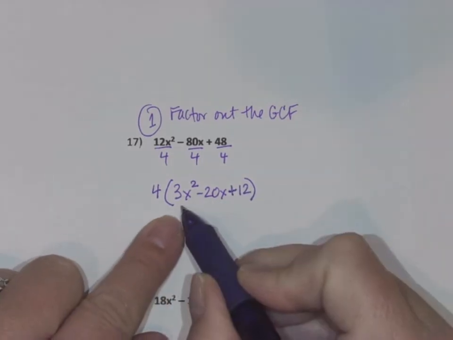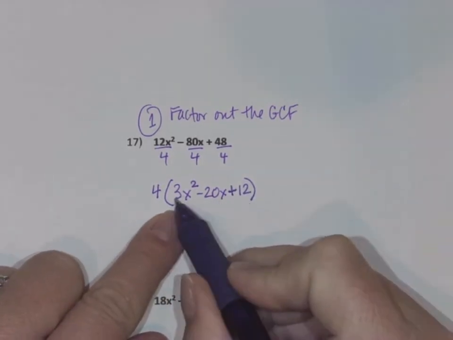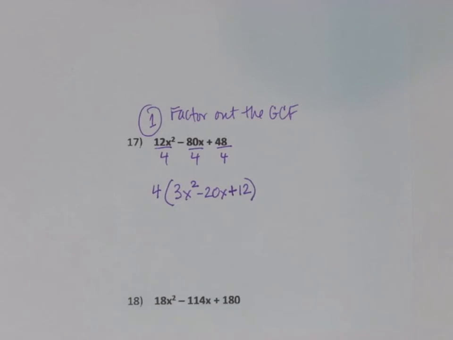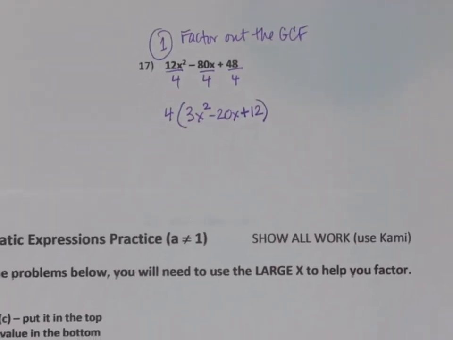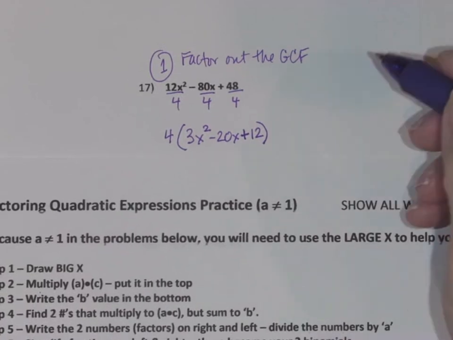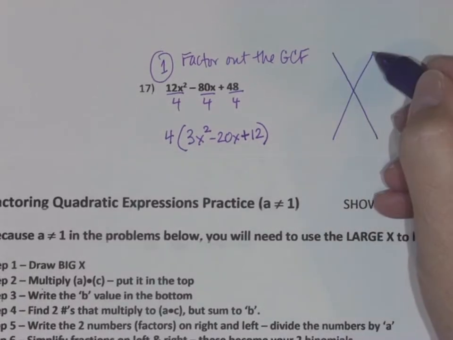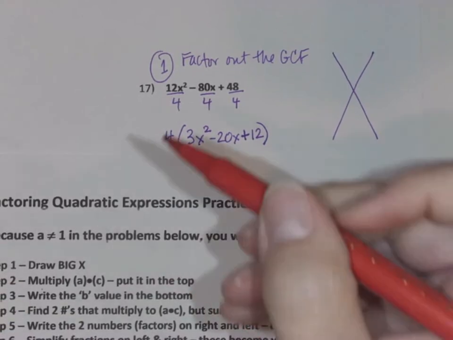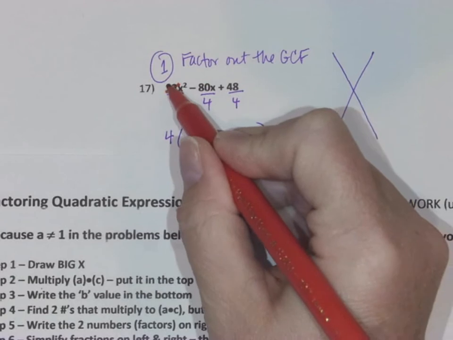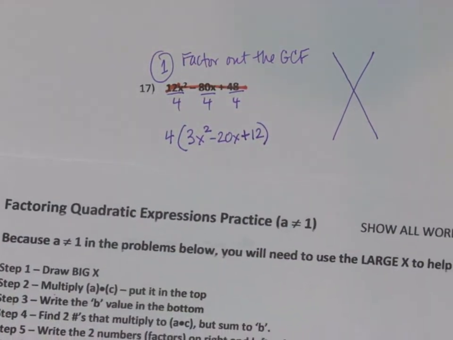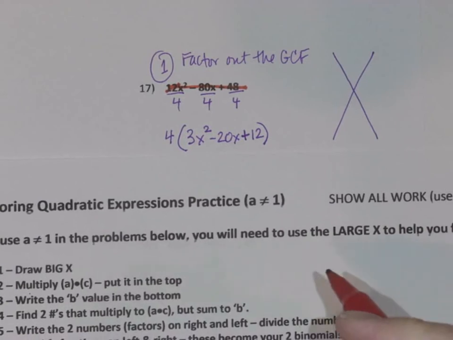Okay, so now we have another trinomial here that the a value is not 1. So that means that we need to bring back our steps for factoring when a is not 1. Okay, so the first thing I'm going to do is I'm going to draw my big X. The next thing I'm going to do is multiply a times c. Now my new a value is no longer 12. Okay, so basically we ignore the original equation or expression until the end when we want to check it.